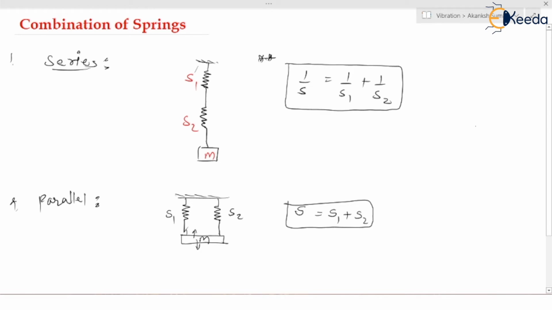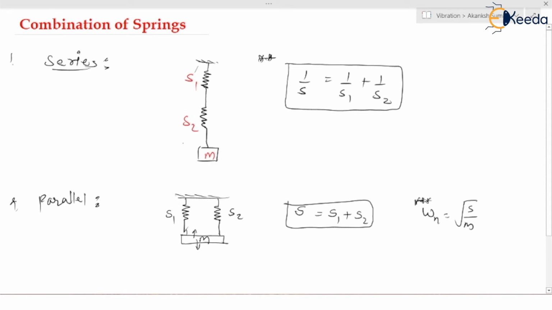And we all know that if I ask you what would be the omega n, then omega n for the system would be the square root of S by M. Now, if in the examinations they ask you to find the natural frequency, you first have to calculate the stiffness for the whole system. Then you can put the value in this formula and get omega n. So basically, S is equal to S1 plus S2 in the case of parallel, because there is equal deflection in both springs. That's why there is an addition of both spring constants.